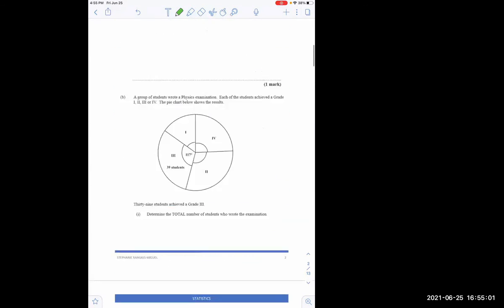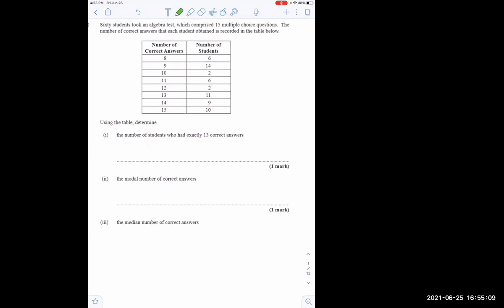All right, so we go into this one. This is January 2021. 60 students took an algebra test, which comprised 50 multiple choice questions. The number of correct answers that each student obtained is recorded in the table below. We want the number of students who had exactly 13 correct answers. So we look at the number 13 and how many students does that correspond to? 11. So my answer is 11.